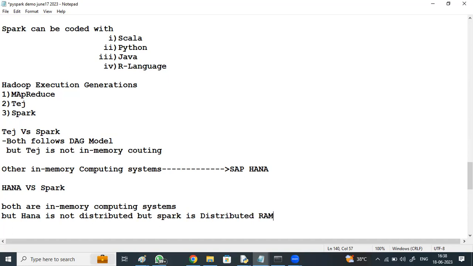If I got a cluster, first assume that 10 systems, each one having 16 GB RAM. Total RAM capacity, 160 GB. If 100 systems, each system with 64 GB RAM, 64 GB into 100, 6,400 GB, right? 6,400 means distributed RAMs.